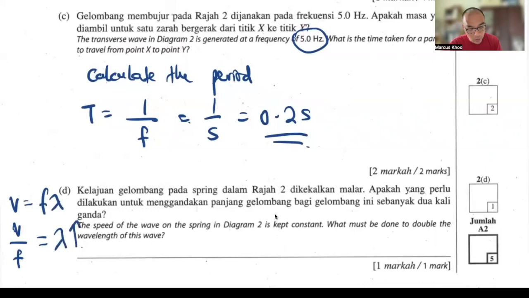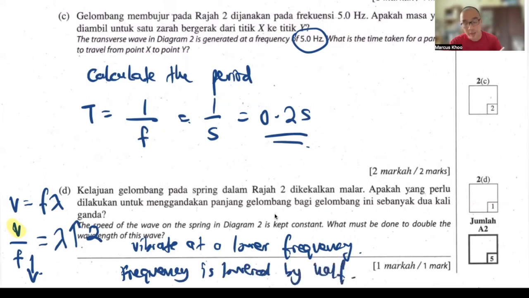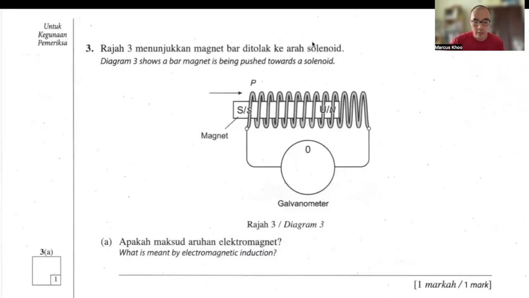If you want to double the wavelength, since the speed is kept constant, therefore the thing that you have to change is the frequency. Okay, so since you want to double the wavelength, the frequency has to be lessened by half. So you will have to vibrate at a lower frequency, or the frequency is lowered by half. Also can. Okay, let's proceed to question number 3.